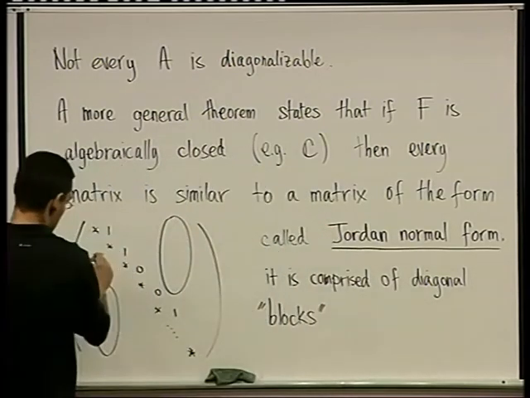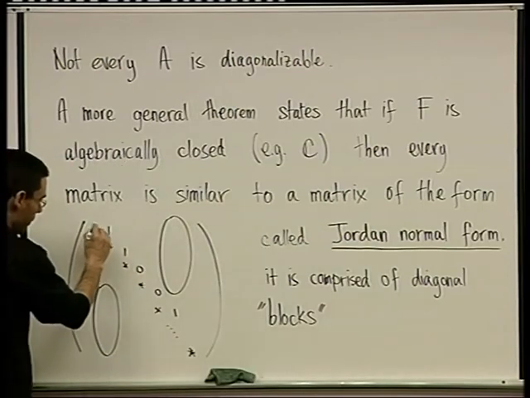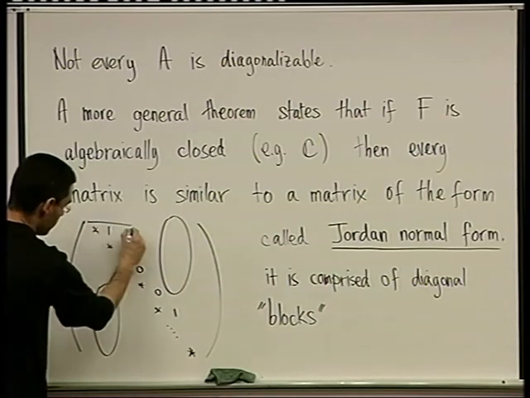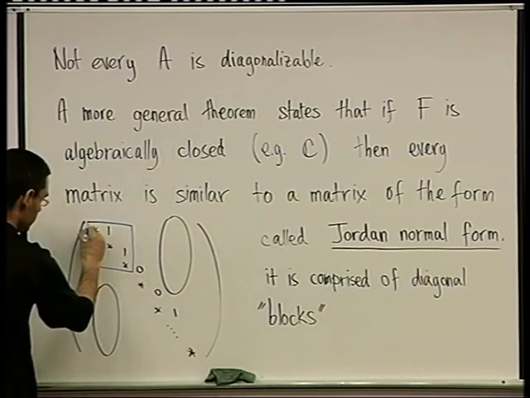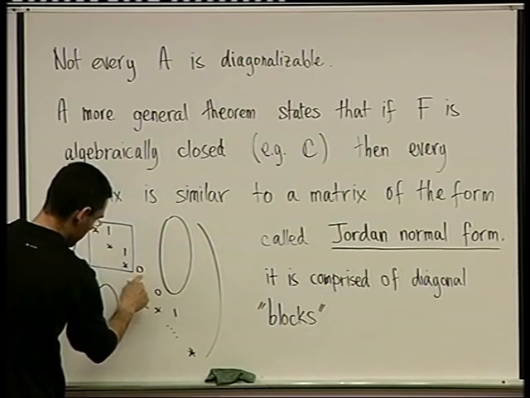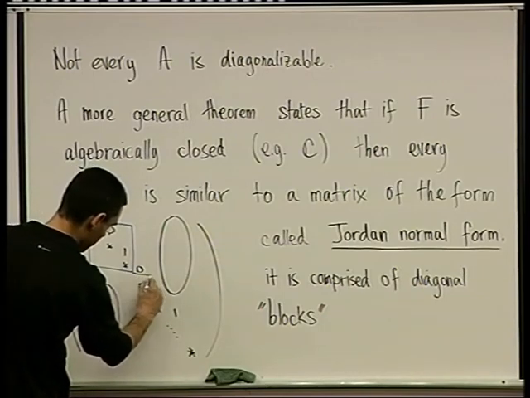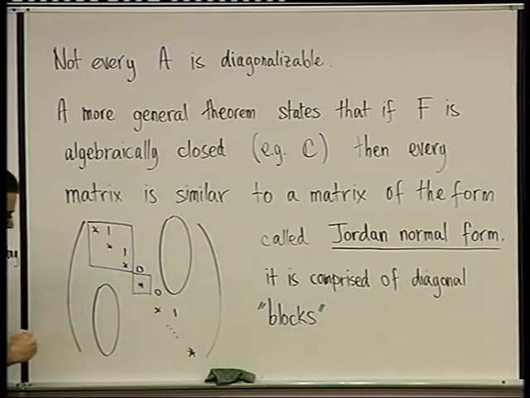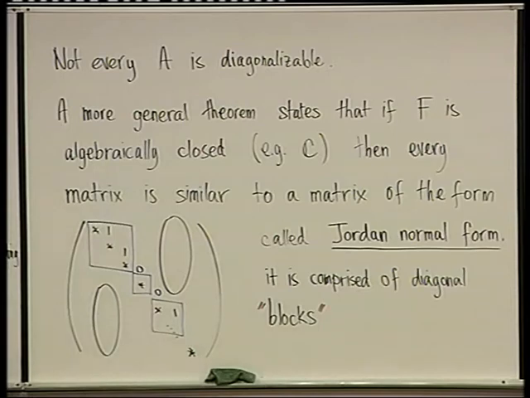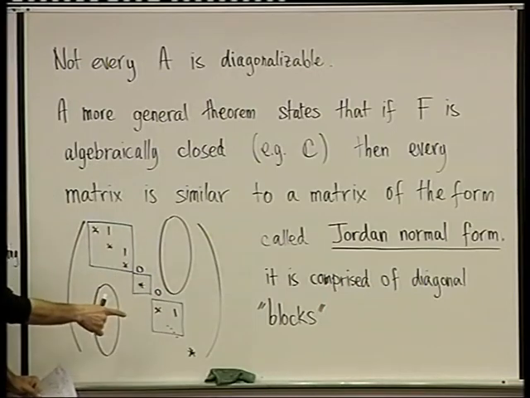So the diagonal is kind of made up of little blocks. Here's an example of a block. And here's maybe another block. Here's another block. This is a 1-by-1 block. And here maybe there's another block. So the matrix is diagonal blocks, and everything outside those blocks is zeros.